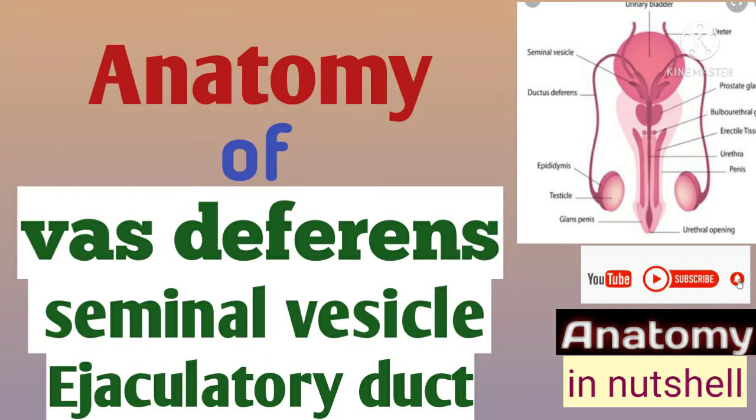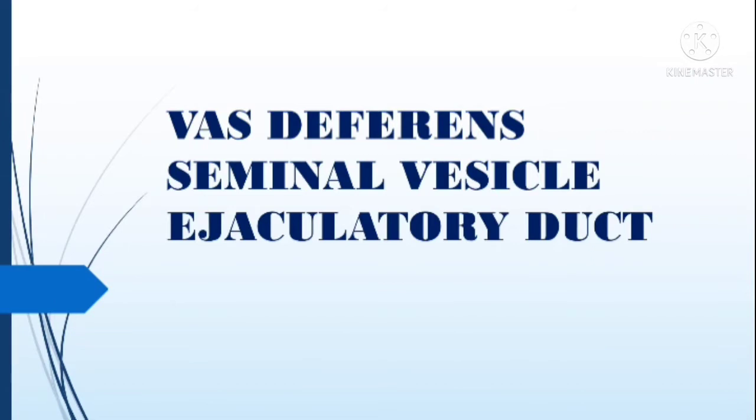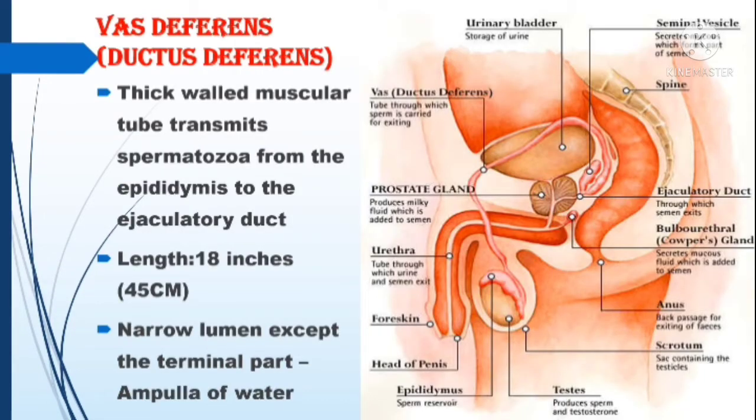Today we are going to see about the anatomy of the vas deferens, seminal vesicle and ejaculatory duct. First we are going to see about the vas deferens or ductus deferens. It is a thick walled muscular tube that transmits the spermatozoa from the epididymis to the ejaculatory duct. Length is about 18 inches or 45 cm. It has a narrow lumen except at the terminal end where it is dilated and forms the ampulla.